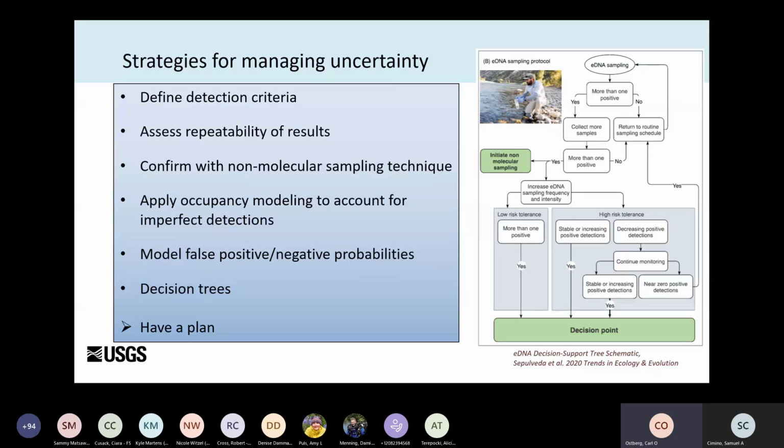There are occupancy models that can be applied to account for imperfect detections. You could model the probability of false positives and false negatives in your sample collection. And I think decision trees can be really useful if there's an expected management outcome as a result of coming out of an eDNA survey. And I think the take-home message on this slide is that it can be helpful to have a plan prepared for managing uncertainty in the eDNA analysis.